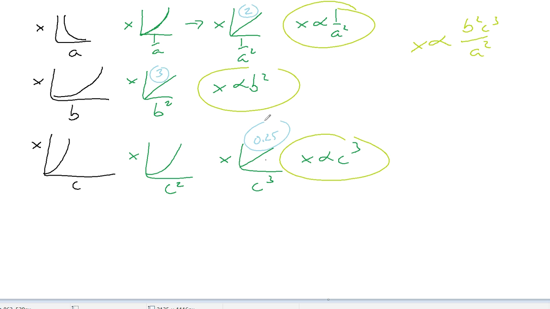I would take those slopes and put them together. I would do 2 times 3 times 0.25. And if you multiply those 3 values together, you will get 1.5, right? 2 times 3 is 6. A quarter of that is 1.5. That would then go here. And it would be x is equal to 1.5 b squared c cubed over a squared. And that would be the formula for x using b, c, and a.